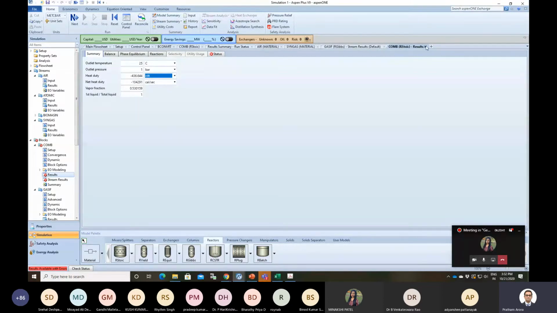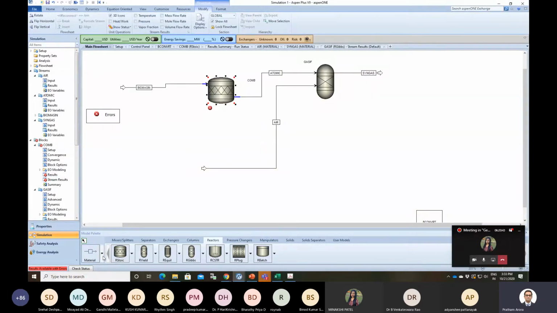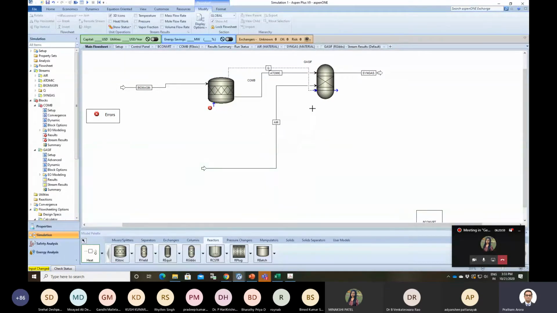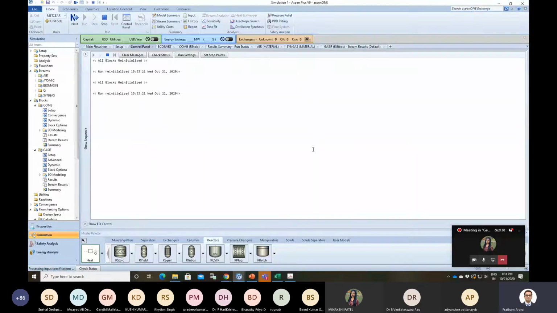So why not combine them? What I will do is take a heat stream. There are different types of stream: one is material, one is heat, and one is work. So you can define all the types of stream. I'll take this heat stream, connect it from here, and connect it to this, which means now they're heat integrated. And I would name it as Q. And go back and do the simulation again.